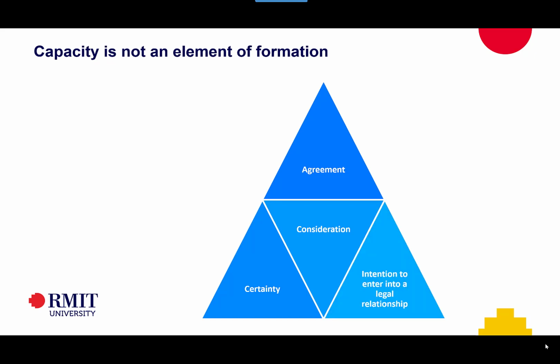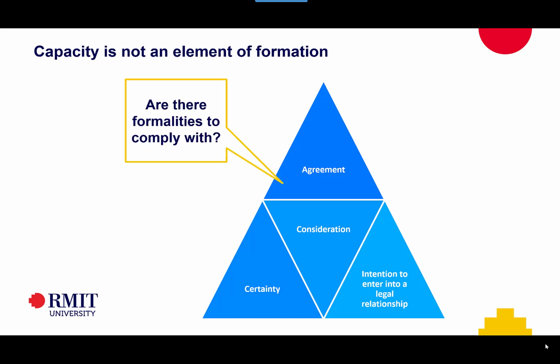And then lastly, we need an intention to enter into a legal relationship. Consideration in part demonstrates our intention, but if we don't have consideration, we can use something like a deed to demonstrate that. So all of those things are needed in order for us to have a binding contract. Then we need to ask ourselves, when we've got that, in order to enforce that contract, are there some formalities that need to be complied with? And we talked about those last week at lightning pace.